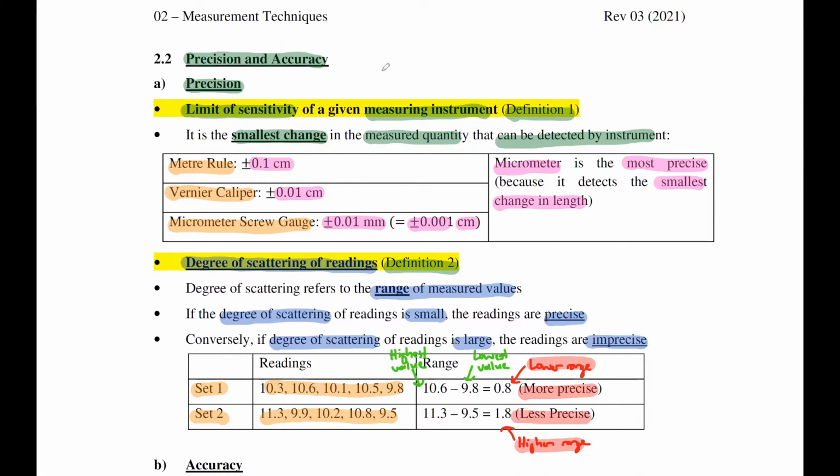Now, you may be thinking that this definition of precision is similar to that of random error because both of them talk about degree of scattering of readings. You are correct in thinking so, but do bear in mind that precision is inversely related to random errors. What do I mean by that? Take, for example, if your scatter of readings or the range of your readings has increased, we would say that your precision has decreased, but your random error has increased.